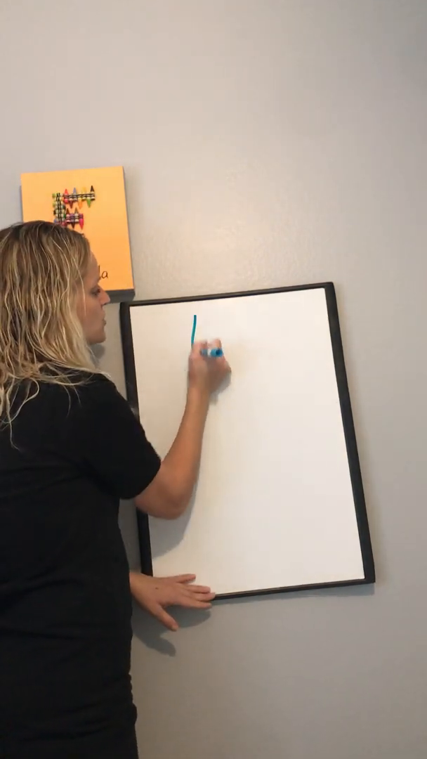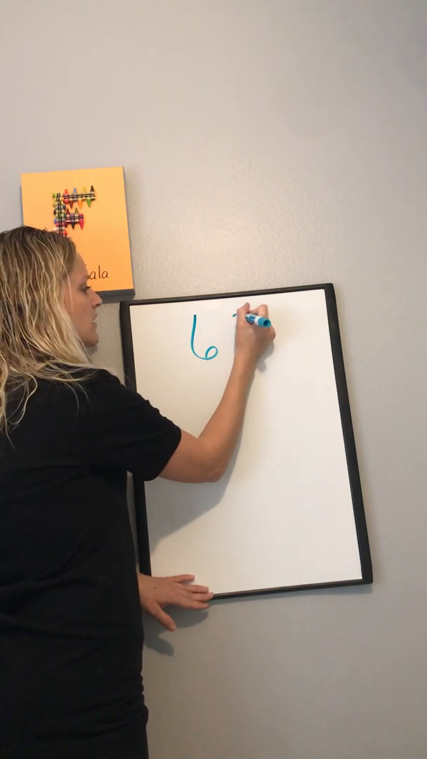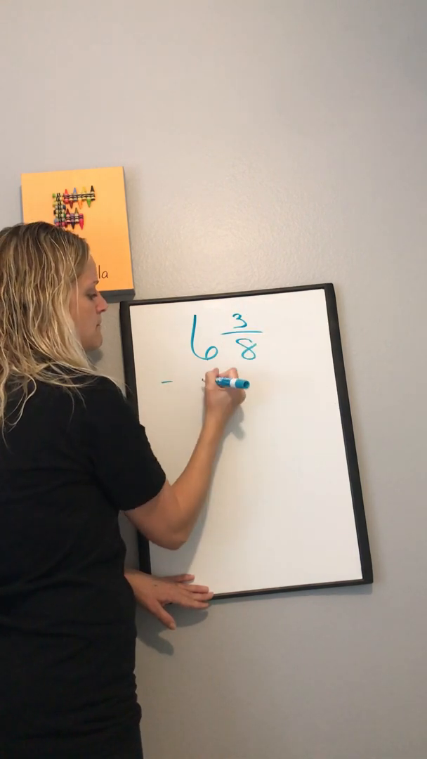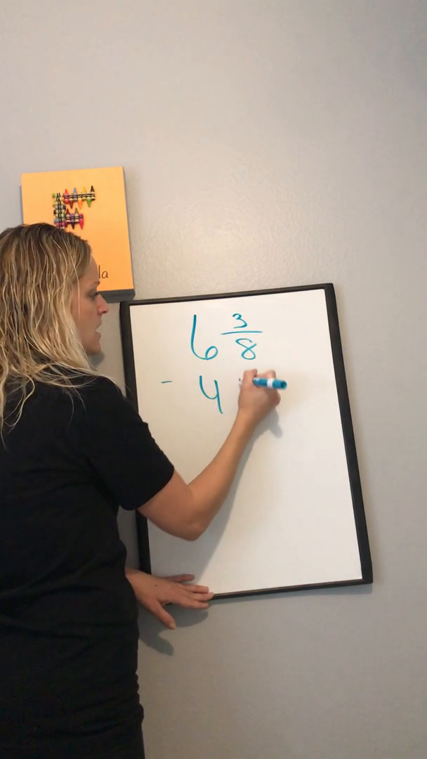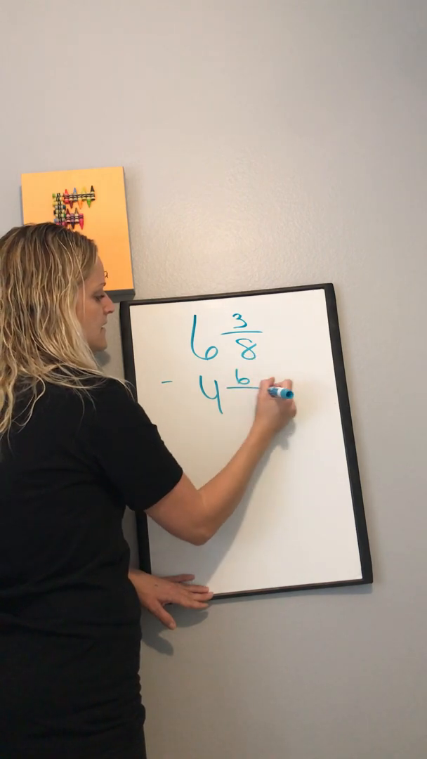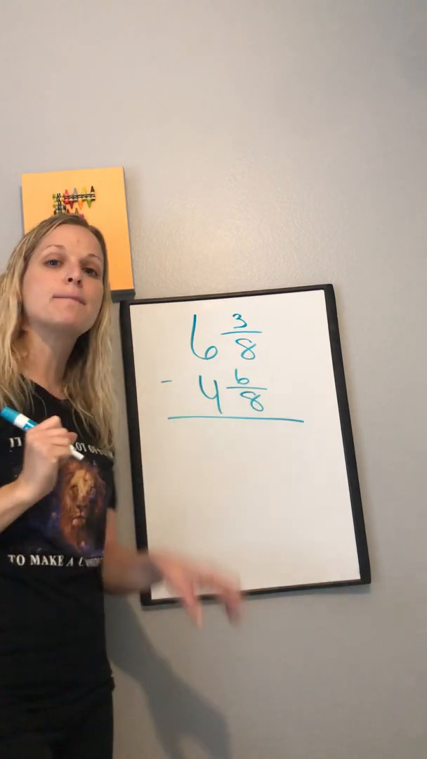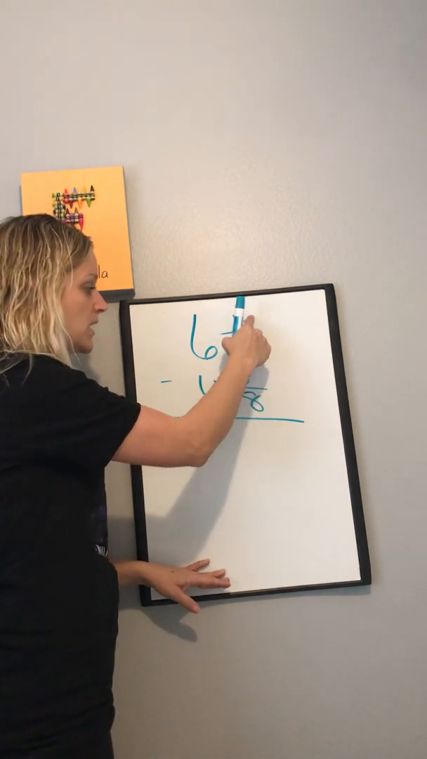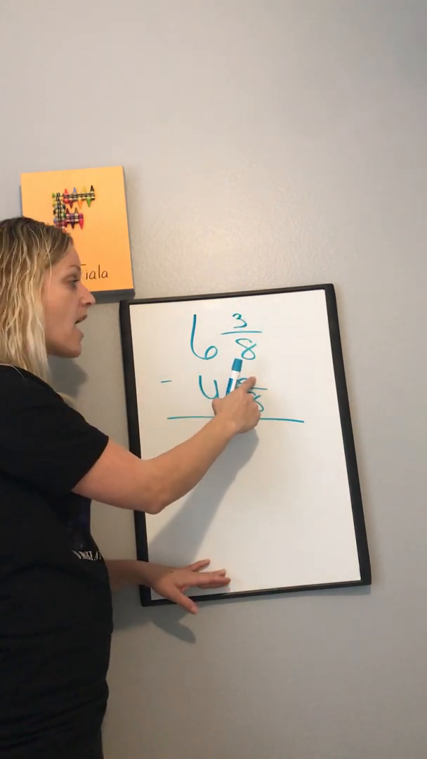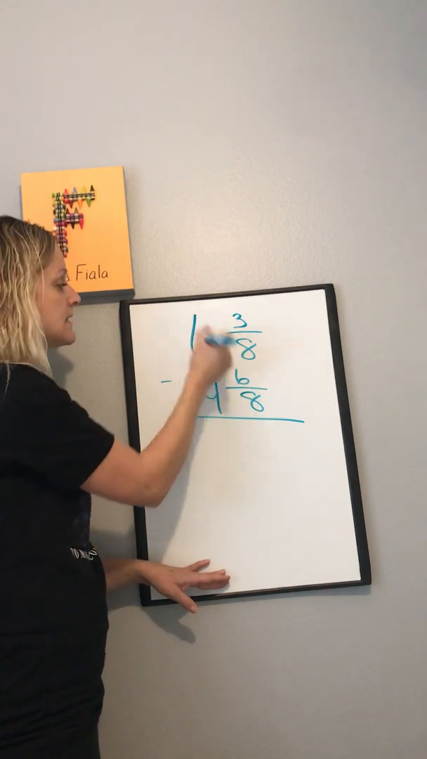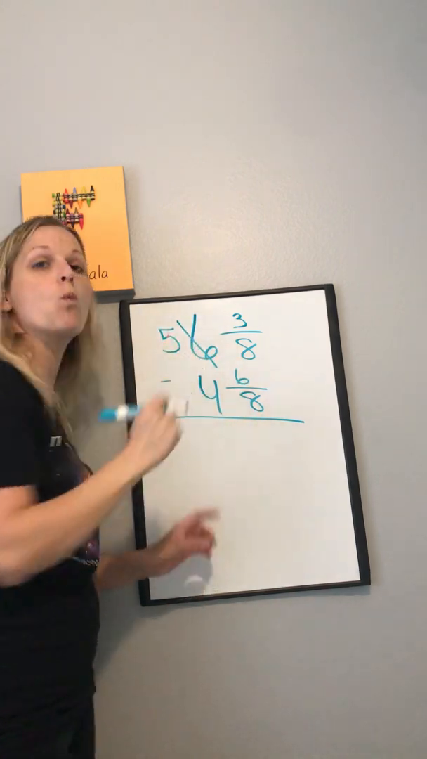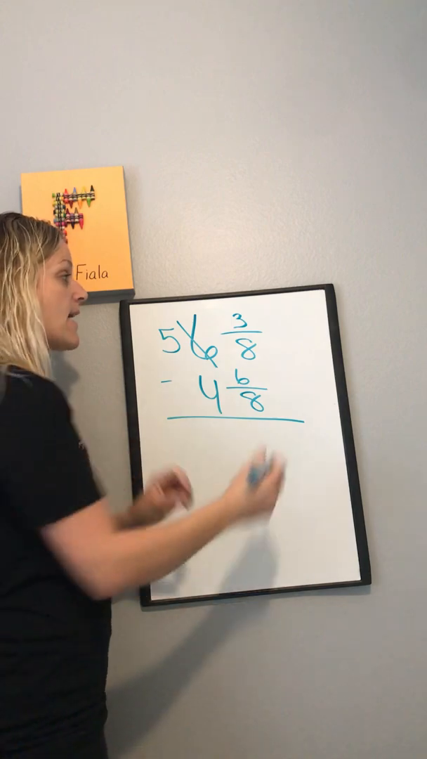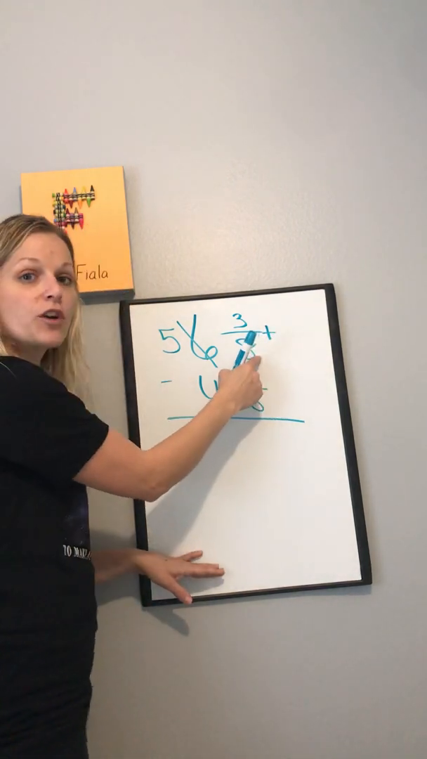All right, let's do 6 and 3/8 minus 4 and 6/8. Step number 1, subtract your fractions. Can you do 3 minus 6? You cannot. So I'm going to borrow from the 6, which is going to become a 5. I took 1 whole away from it. Now I have to add the whole over here.